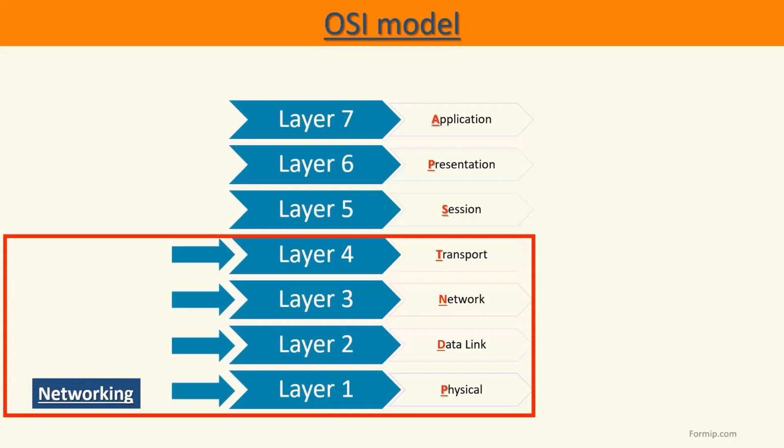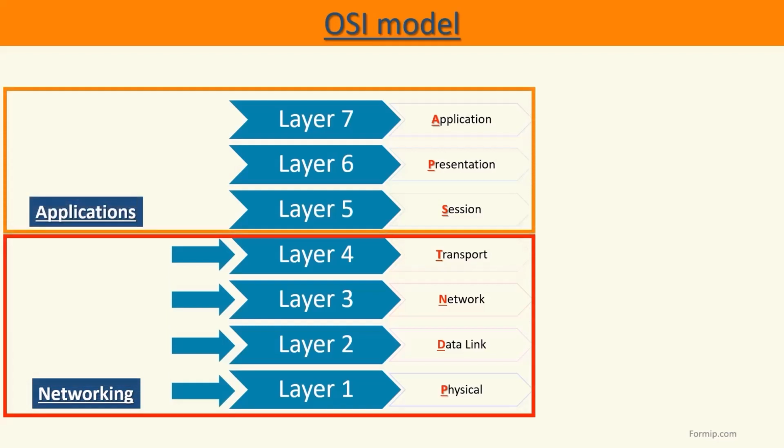These bottom 4 layers we've just seen are important for networking. The top 3 layers, which we're about to see, are used for applications. The session layer supports the establishment, management, and termination of sessions between 2 hosts.